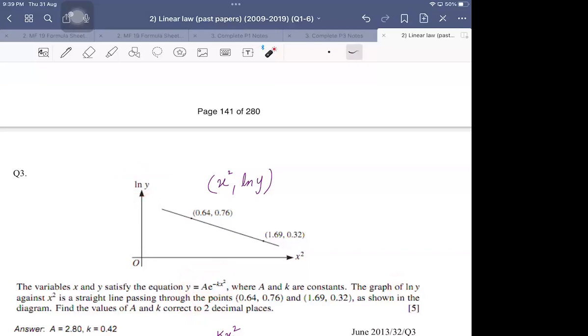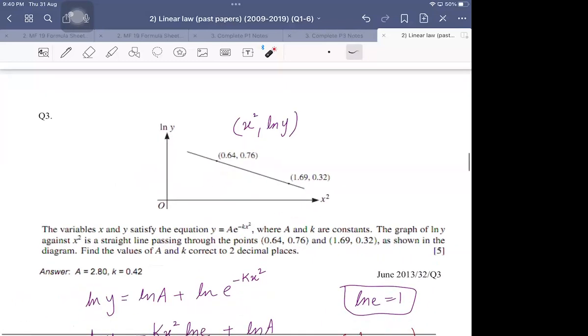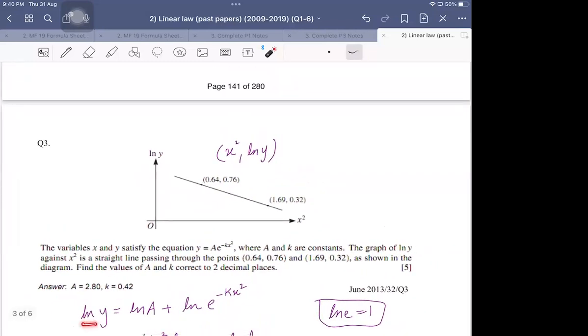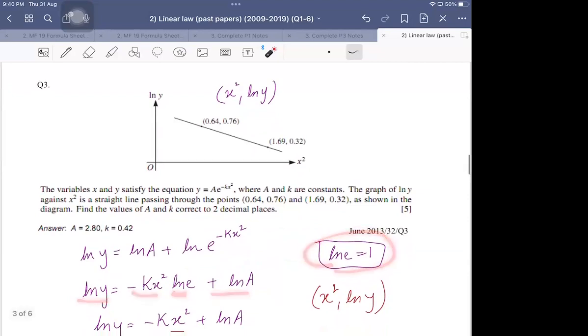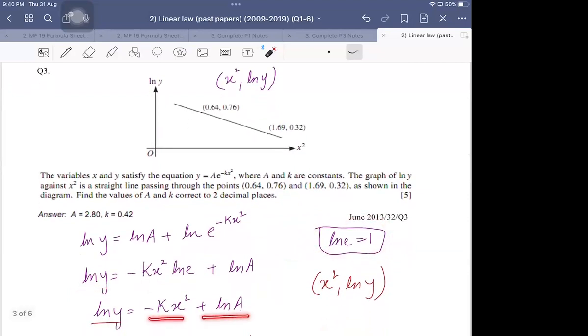So now we take ln on both sides, and we have to write ln y is equals to ln a e power negative kx square. First step, taking ln on both the sides. So ln y is equals to ln a plus ln e to the power of negative kx square. Then as per the power law, minus kx square will come at the back. So minus kx square ln e plus ln a equals ln y. And we know that ln e is equals to 1. Ln e becomes 1. It is ln y equals to minus kx square plus ln a.